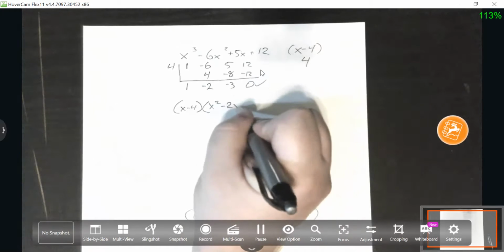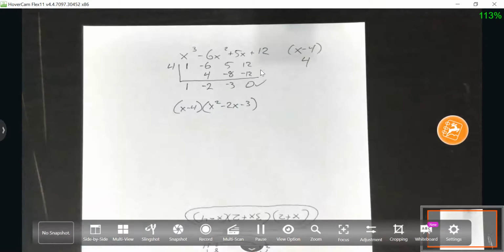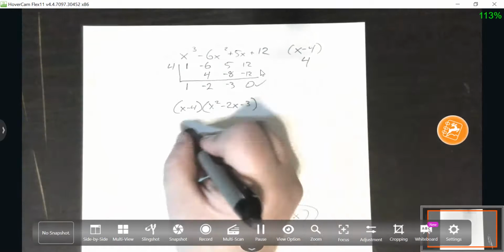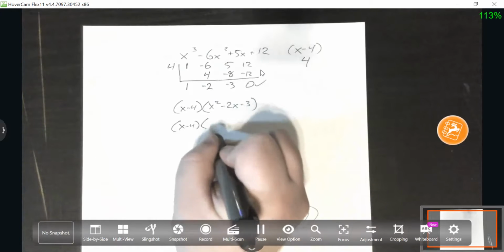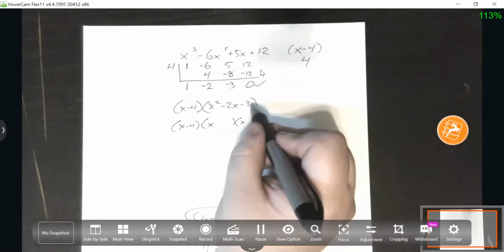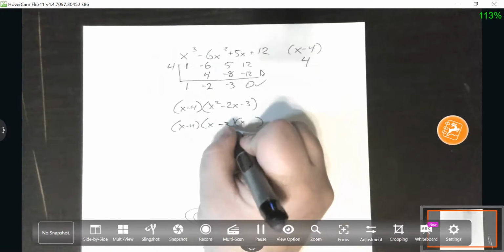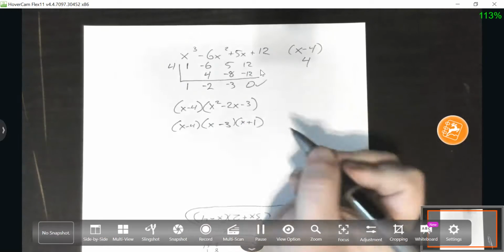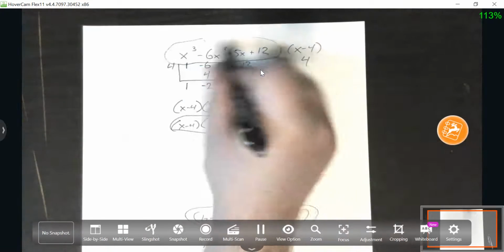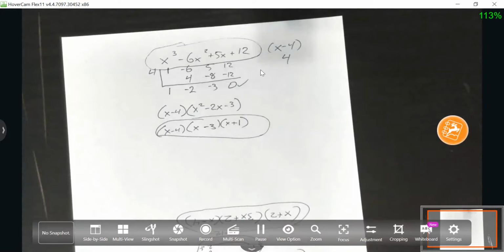So factoring this now gives x minus 4 times what we'd have left over, x squared minus 2x minus 3. This is now a quadratic that we can factor. So that gives me x minus 4, and we're going to have an x and an x. This would have to be factors of 3 that give -2, so it would be a -3 and a +1. And we factored that thing, even though looking at the original, we can't see a way to do it. So that's how we use synthetic division to actually factor.